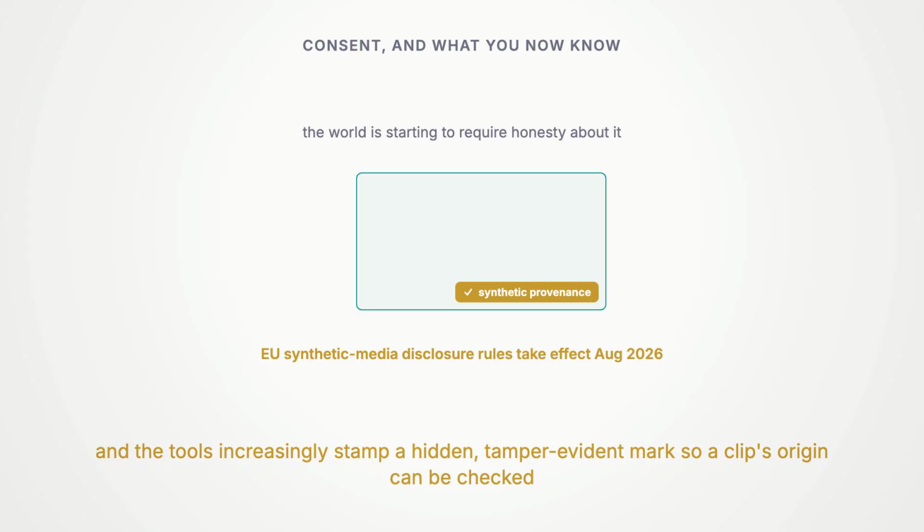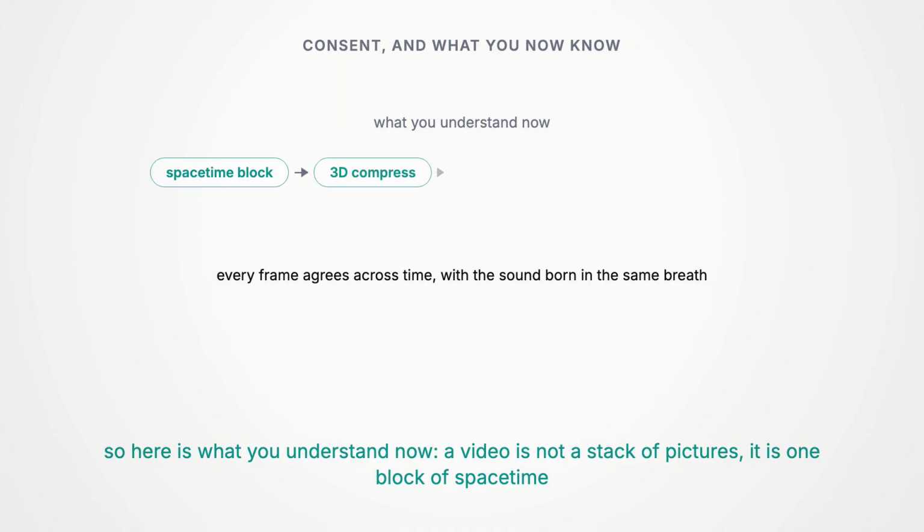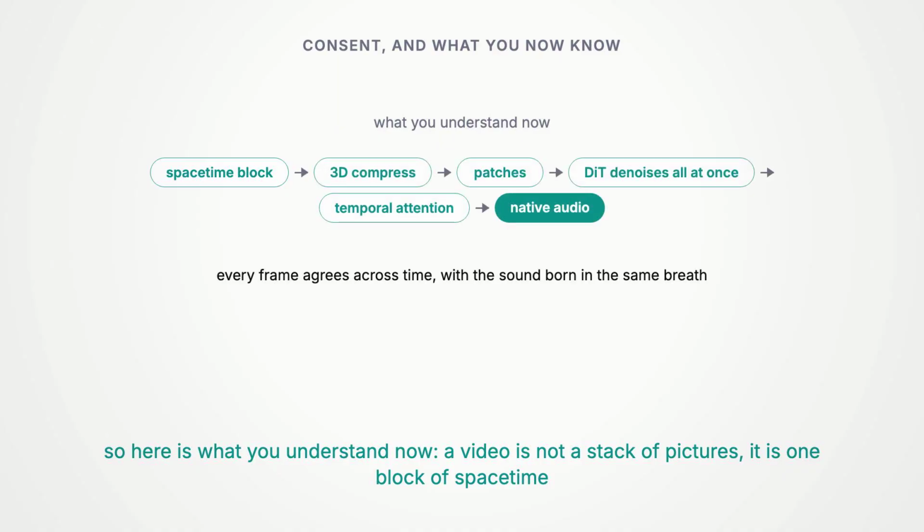So here is what you actually understand now. A video is not a stack of pictures. It is one block of spacetime, compressed in space and time, chopped into patches, and denoised all at once by a transformer, so every frame agrees across time, with the sound born in the same breath. The next time one of these scenes resolves out of pure static in front of you, moving and sounding like a real place that does not exist, you will know exactly what you are watching.